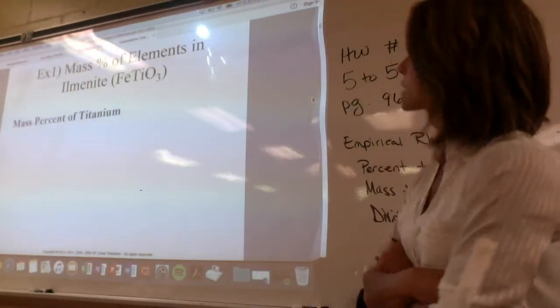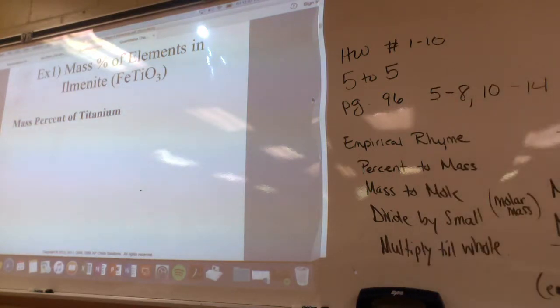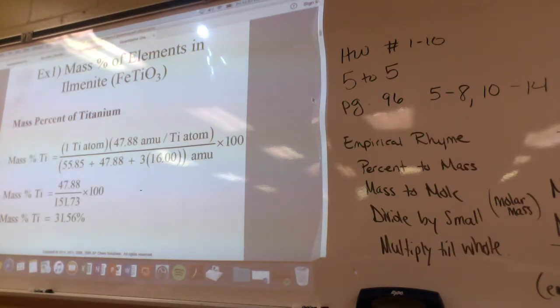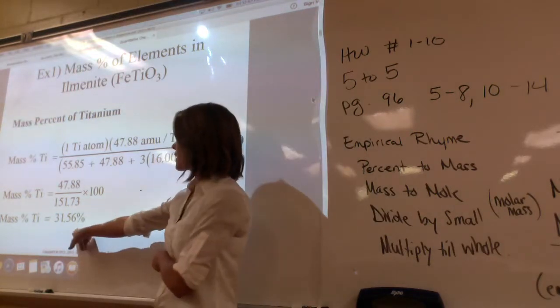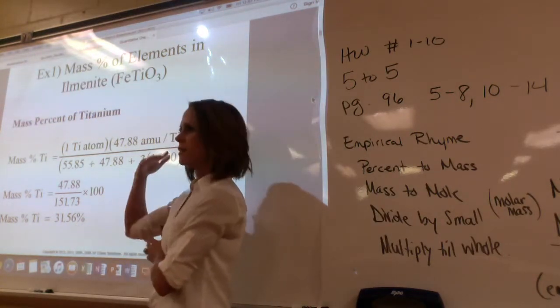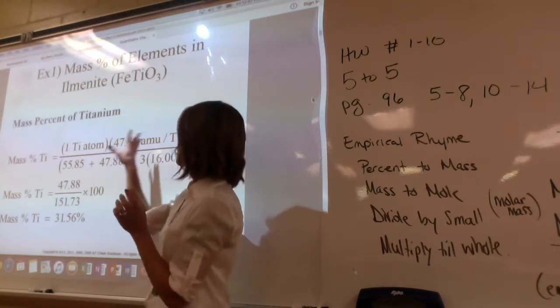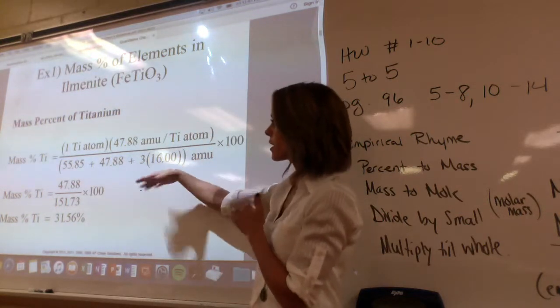Okay, so what's the answer for titanium? 31.55%. Yep. So this is what I was talking about. You might end up getting 5.5 instead of the 5.6. That could just come from entering it all in on your calculator at once versus doing the top and then writing down the bottom and then solving.